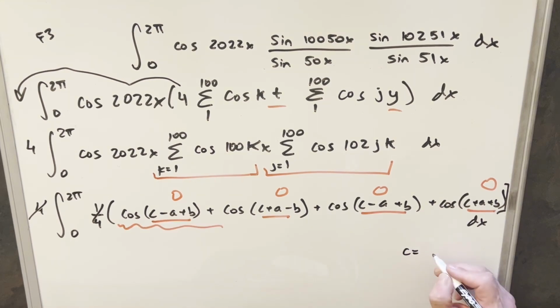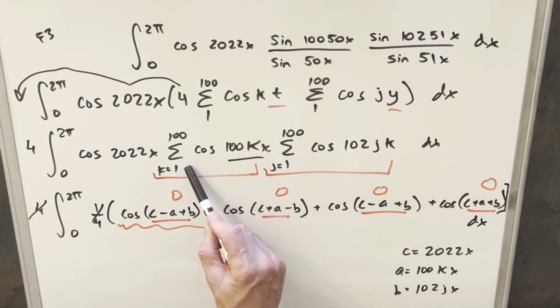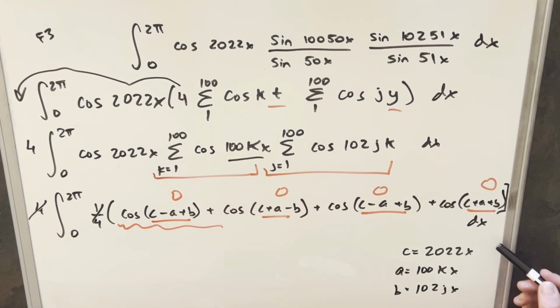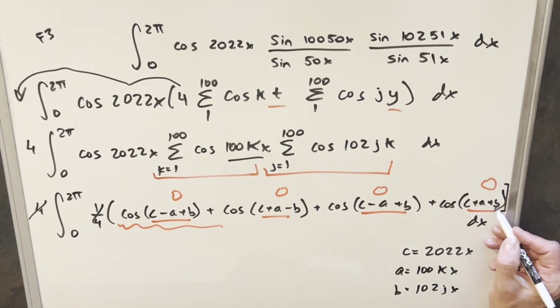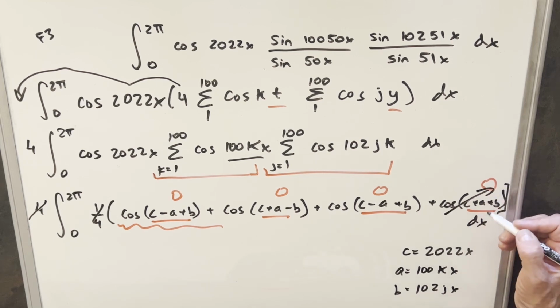So C, we said was 2022x. Our A is going to be 100kx, where k is an integer from 1 to 100, and our B is going to be 102jx, again, where j is an integer from 1 to 100. Because our indexes are starting at 1, they're always positive, so everything's always positive. So c plus a plus b can never be 0. So this term is just not there. I'm just going to cross that off because that's never going to happen.